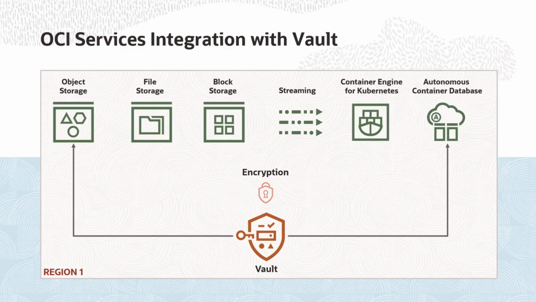It's object storage, as you can imagine, storage services like object storage, file storage, block storage, streaming for stream pools, container engine for Kubernetes, and autonomous container database. And this list is going to expand in the future, so you should always check the public documentation to see which services support OCI Vault for encryption and decryption. As you can imagine, all these services are regional, and they're using the Vault in the same region.